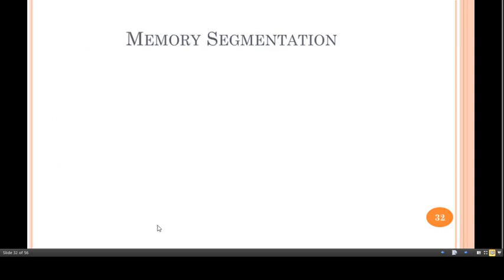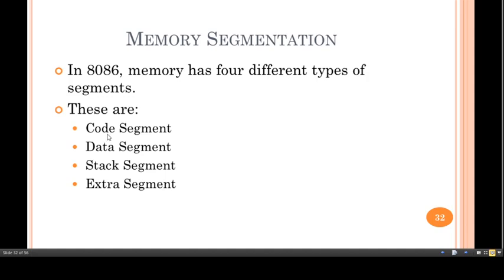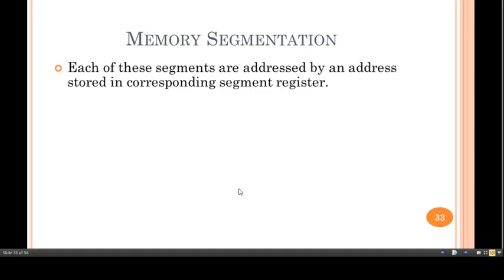The 8086 memory has 4 different types of segments, meaning the whole 1 MB of memory is divided into 4 segments. What are these 4 segments? The first is the code segment, second the data segment, third the stack segment, and fourth the extra segment. So code, data, stack and extra are the segments of memory in the 8086 processor.